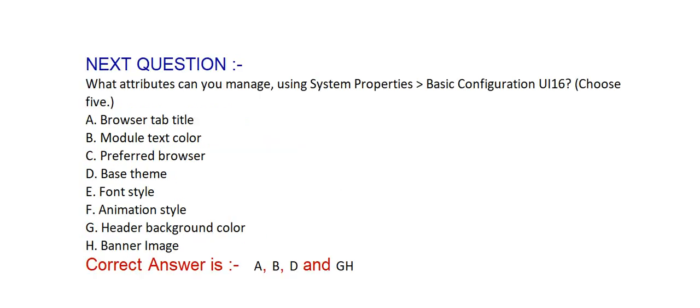Next question, what attributes can you manage using System Properties Basic Configuration UI 16? Choose 5. Option A, Browser tab title. Option B, Module text color. Option C, Preferred browser. Option D, Base theme. Option E, Font style. Option F, Animation style. Option G, Header background color. Option H, Banner image. Correct answer is option A, B, D, G and H. Browser tab title, module text color, base theme, header background color, and banner image.